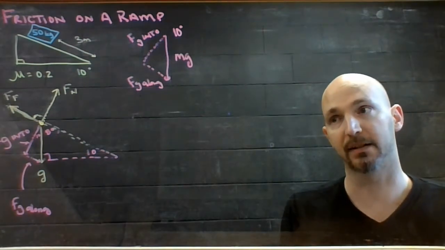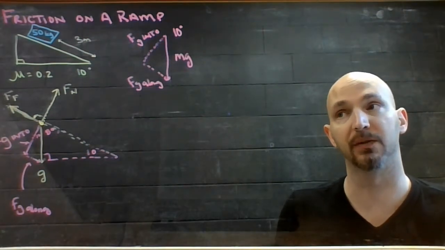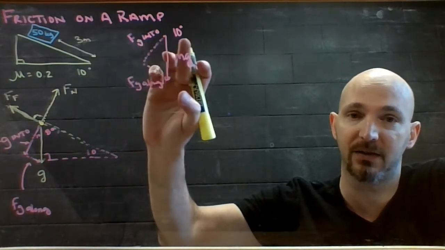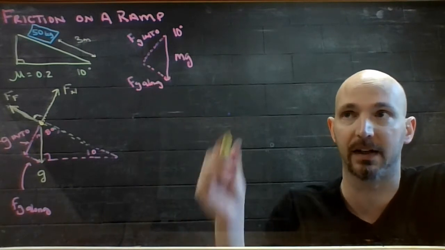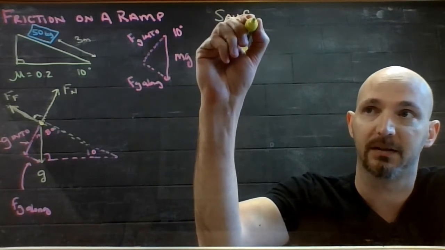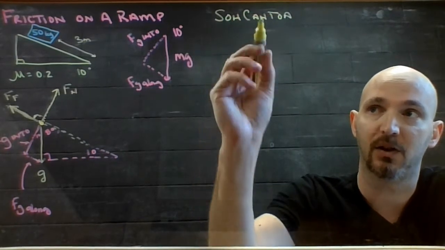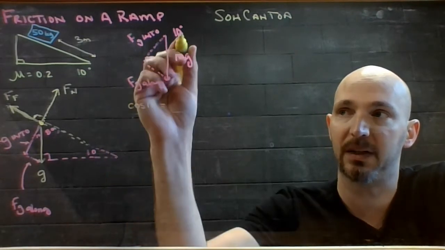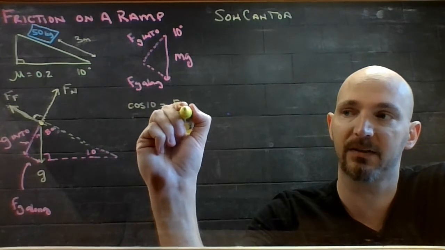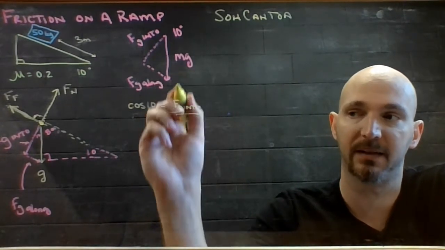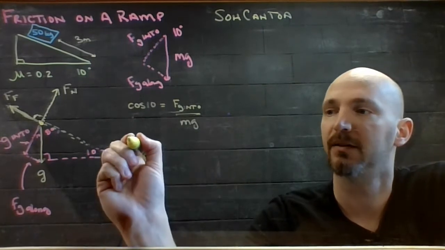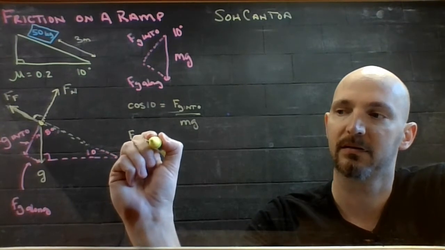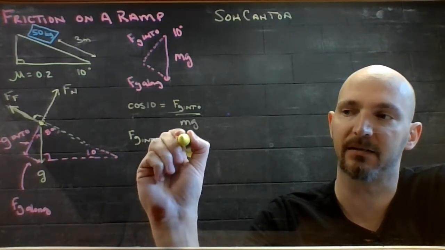If I take that and use some trigonometry to figure out the lengths of these sides, I can see that my into force is adjacent to the 10 degrees. So I'm going to use cosine for that, because SOHCAHTOA. Cosine is adjacent over hypotenuse. So cosine of 10 will be the adjacent force of gravity into, divided by the full force of gravity. So my force of gravity into the ramp will be mg times cos 10.